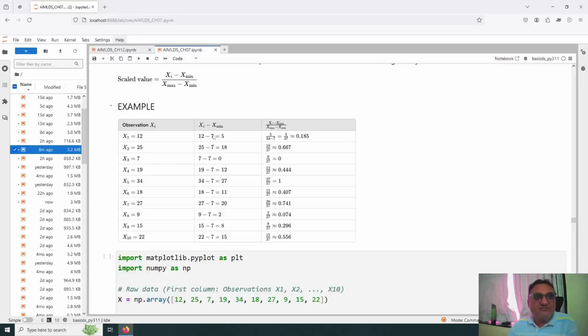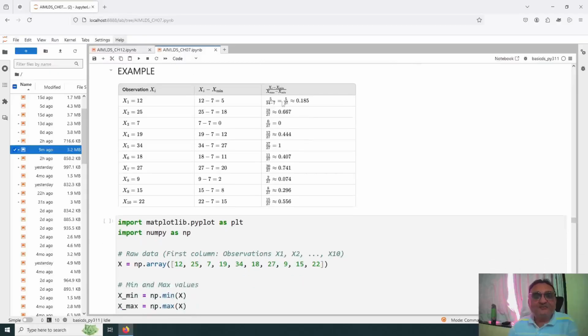So minimum was 7, so I subtracted 7 from all observations. Then I divided by range. So range is what? The maximum value minus minimum value. So maximum value was somewhere 34 and the minimum value was 7. So 34 minus 7. So each value in this column was divided by 34 minus 7, or that is 27.